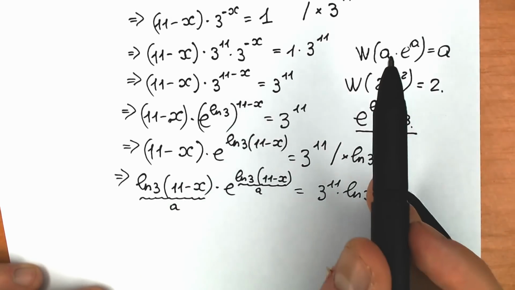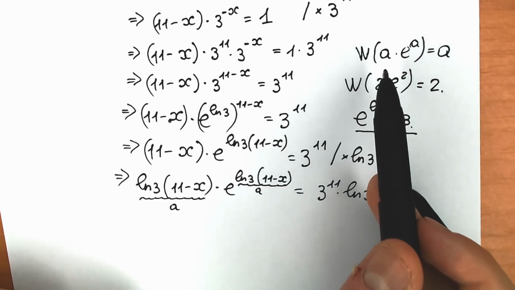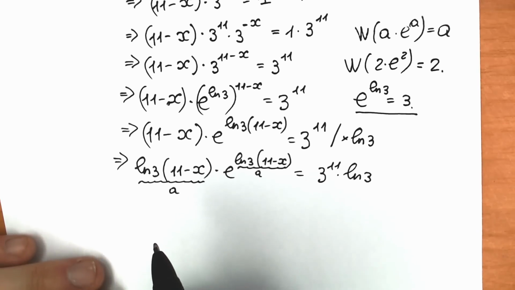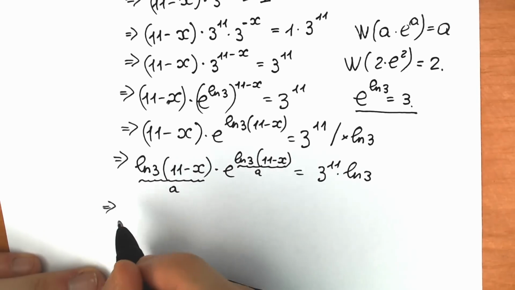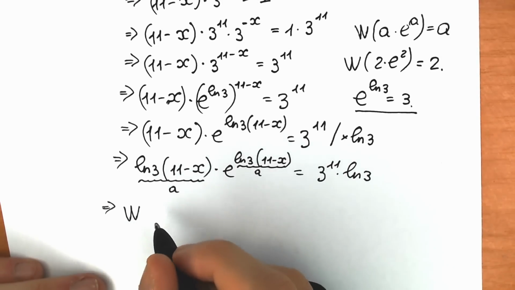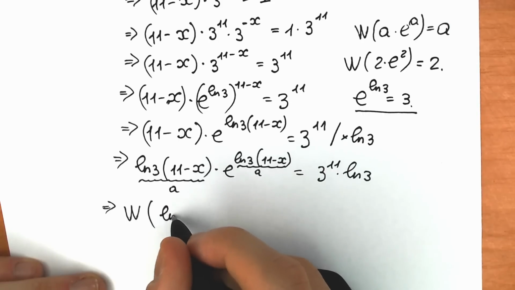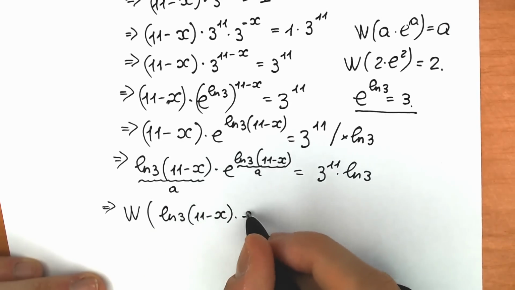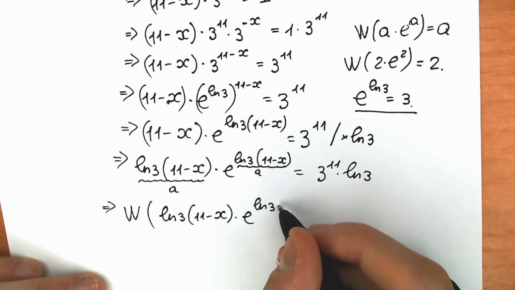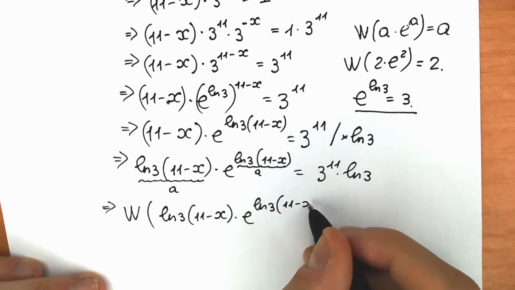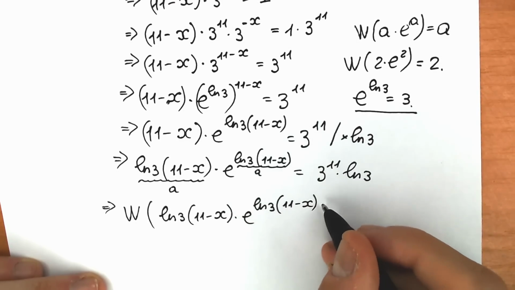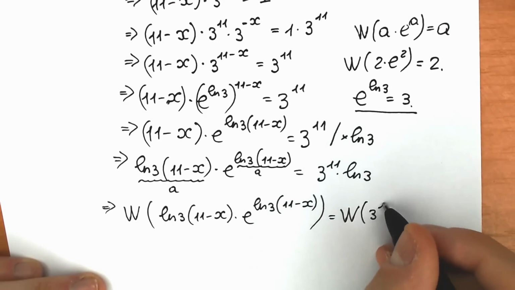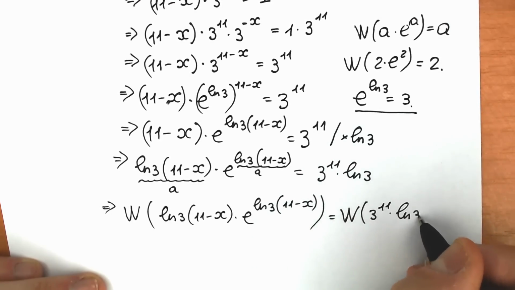So in terms of this formula, this theorem, this Lambert W function definition, we can easily apply the Lambert W function. So let's do this right now. So Lambert W function of this long expression. We have natural log 3 times 11 minus x times e to the power natural log 3 times 11 minus x, and equal to, so right here we need to close this parentheses, Lambert W function of 3 to the power 11 times natural log 3.